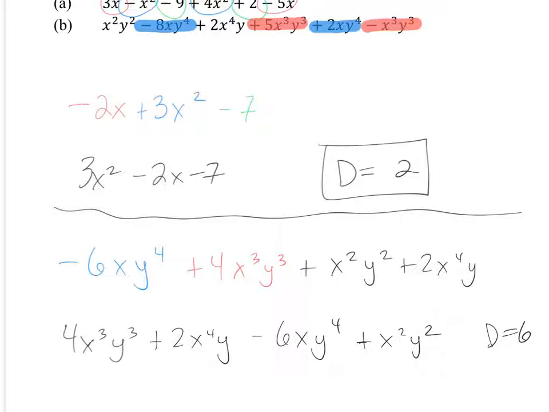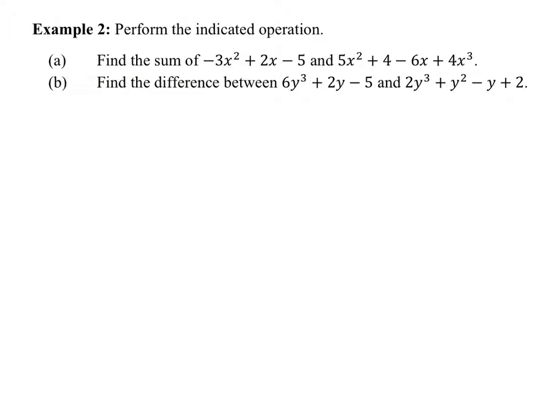The second example is rather simple also. Find the sum. Part A is really easy. Part B, I'll do together only because I want to show you one quick thing for part B. Do part A on your own, please. Sum means add, obviously.